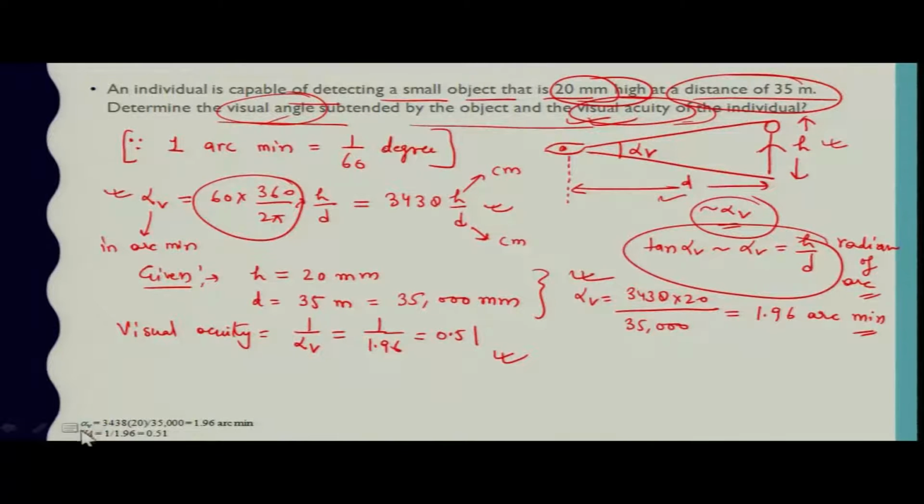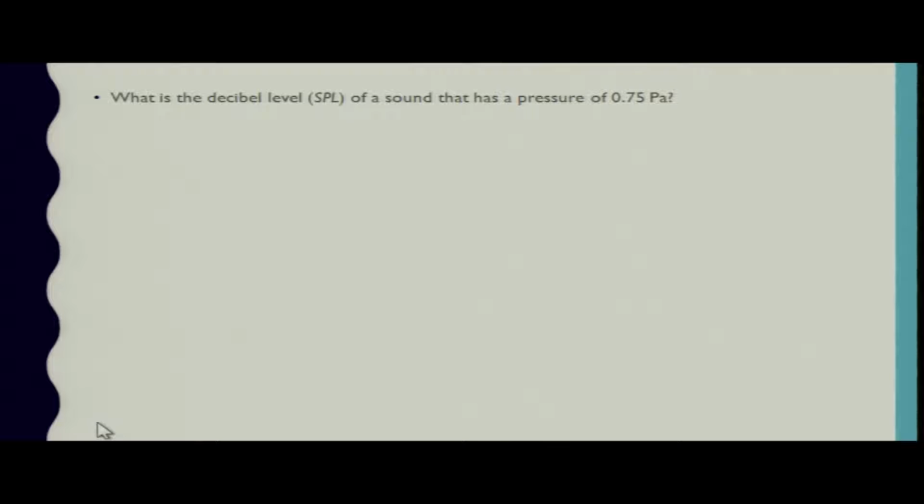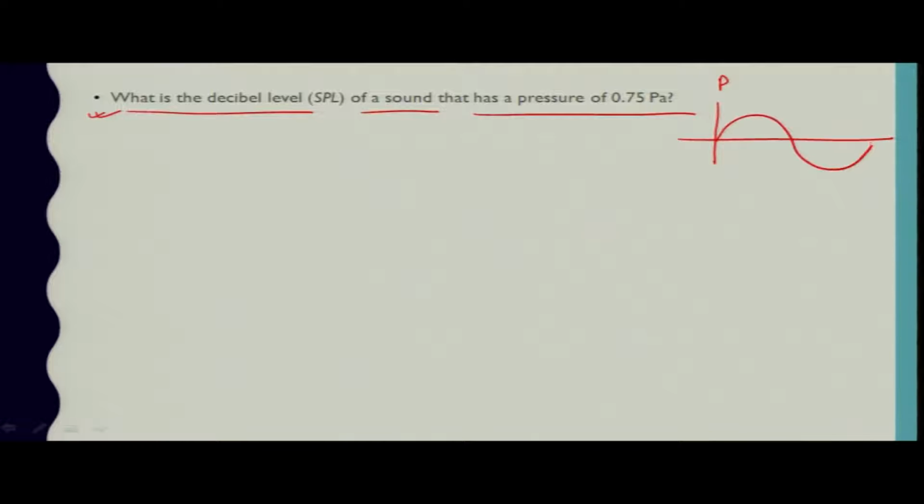So now the second question is: what is the decibel level, that is SPL, of a sound that has a pressure of 0.75 Pascal? To recall the theory of this hearing concept, basically the intensity of the sound relates to the amplitude, and that amplitude you calculate with the help of air pressure.